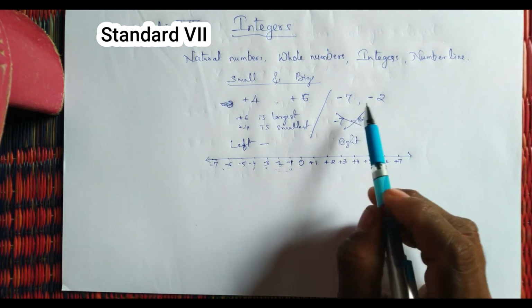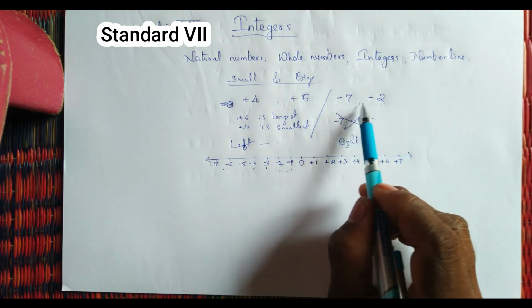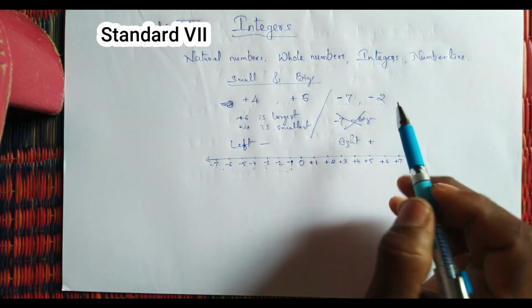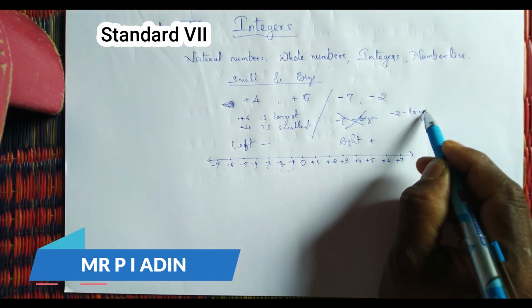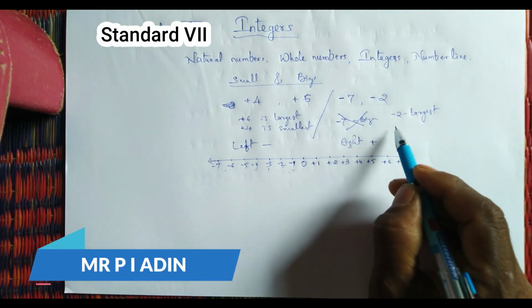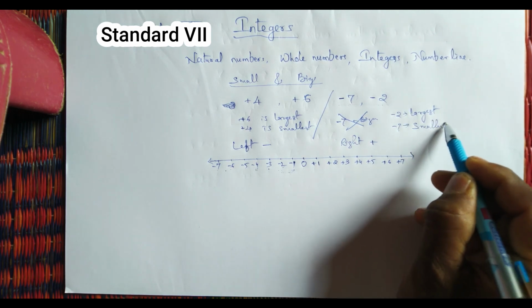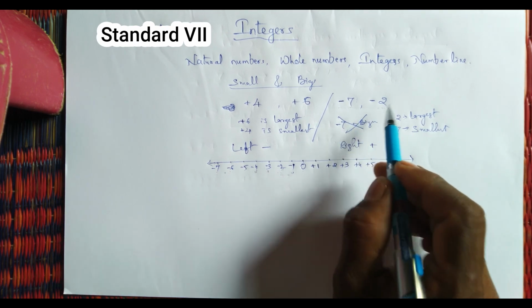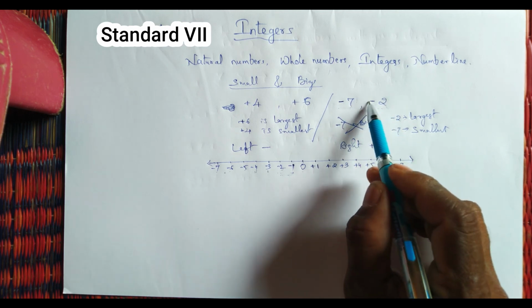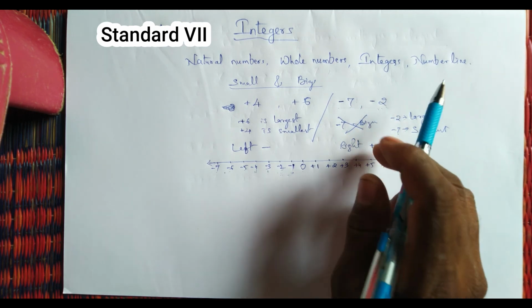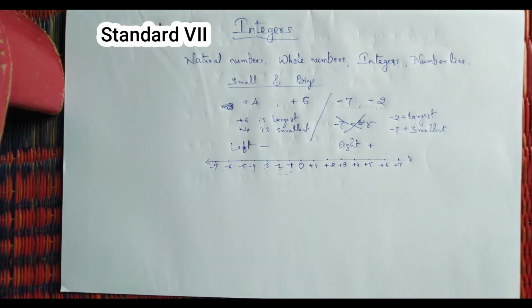So coming back to our example, minus 7 and minus 2. In these two numbers, yes, minus 2 is the largest number and minus 7 is the smallest number. The number looks big, but the value of that number is small. Okay, I will meet you in the next class. Thank you.